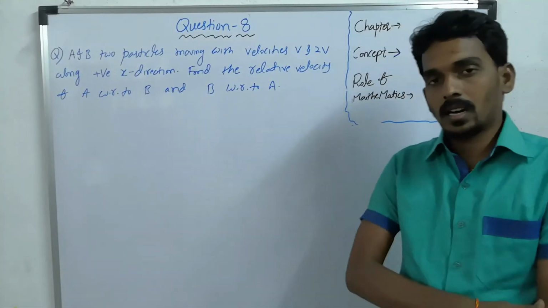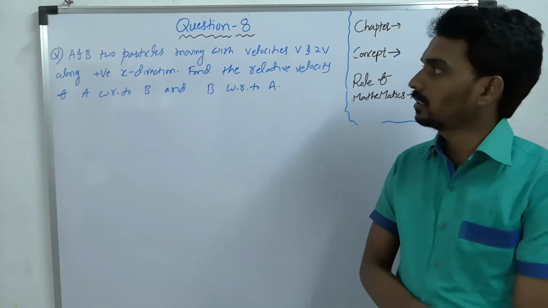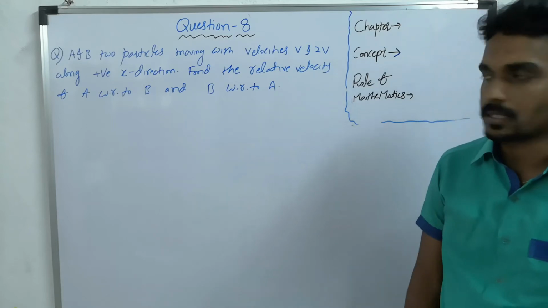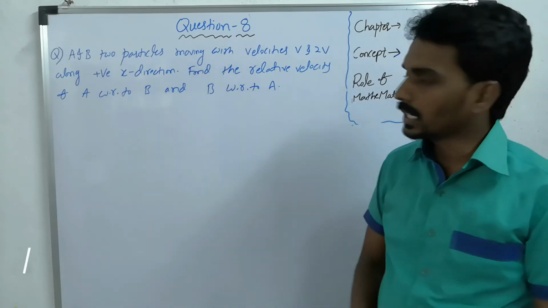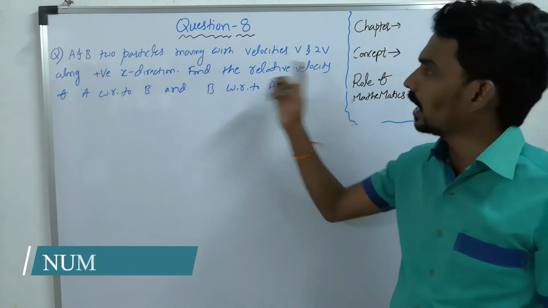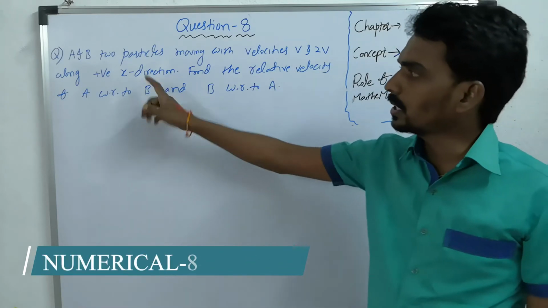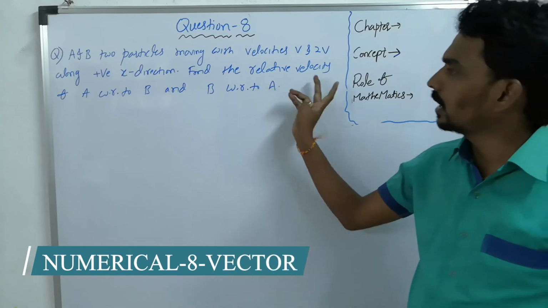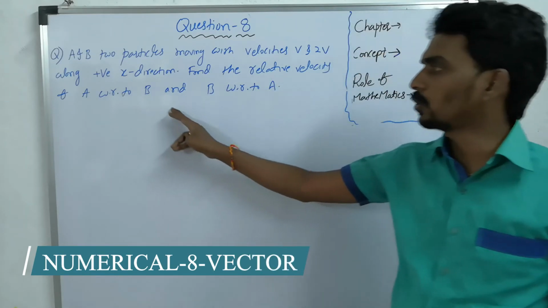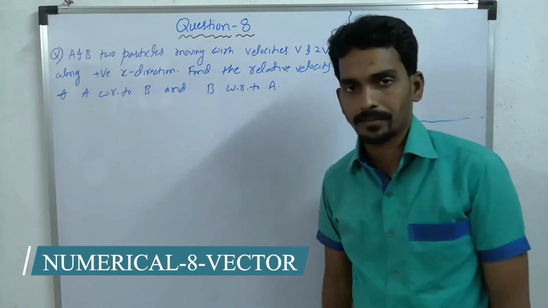Let us discuss question number 8. So let's see what the question is first. A and B, two particles moving with velocities v and 2v along positive x direction. Find the relative velocity of A with respect to B and B with respect to A.